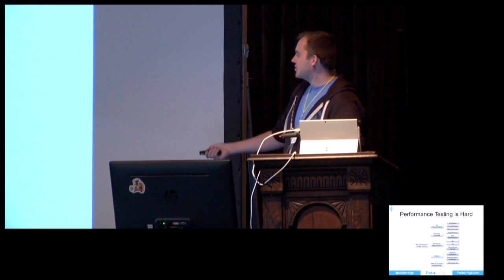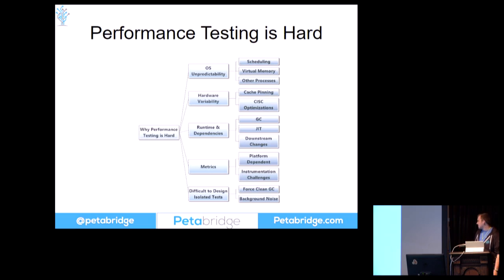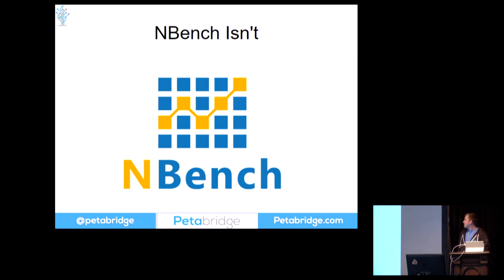Yep. And then it's actually difficult to design the isolated tests themselves. Some of the things you have to worry about when writing a benchmark is you have to go ahead and force a GC collection between each iteration, and you've got to worry about other forms of background noise. And the good news is NBench does all that for you. So you don't have to worry about a lot of that yourself.